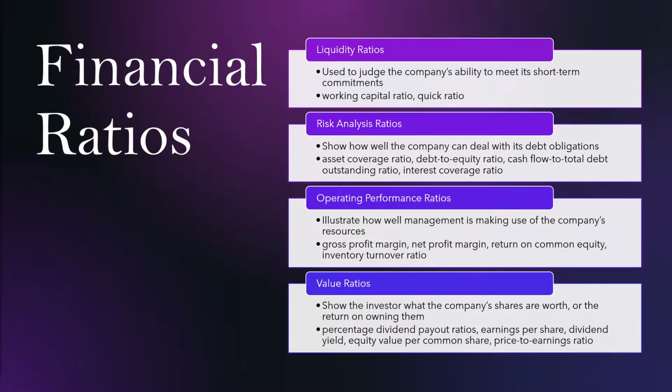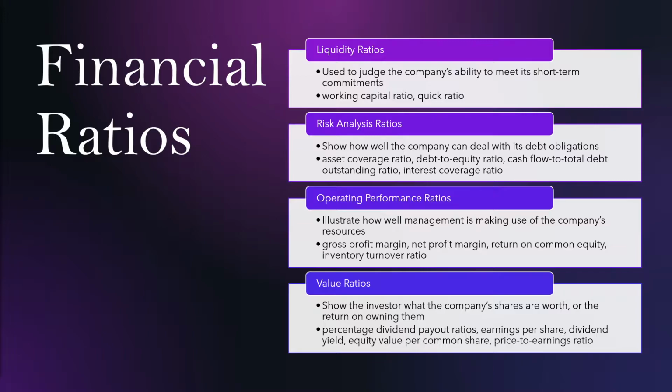So first off, there are four main types of financial ratios. You have the liquidity ratios. These are used to judge the company's ability to meet its short-term commitments or short-term debt. And the main ratios that we are going to be looking at include the working capital ratio and the quick ratio, also known as the current ratio.